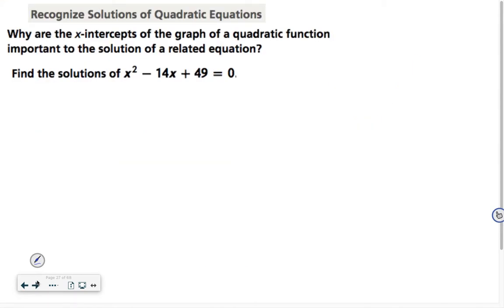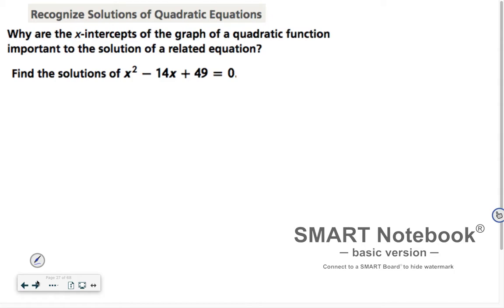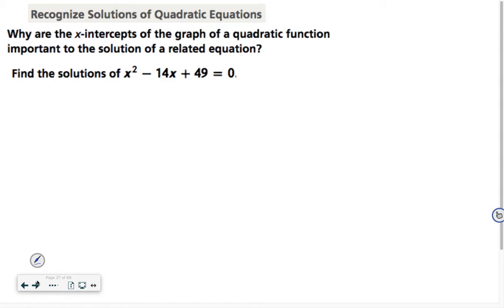Today we are going to learn how to recognize solutions of a quadratic equation and why the x-intercepts of the graph of a quadratic function are important to the solution of a related equation. So first of all, I am going to factorize and find the solution of this quadratic equation, and then I'm going to graph it. x squared minus 14x plus 49 is equal to 0.